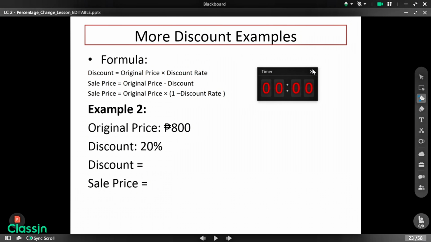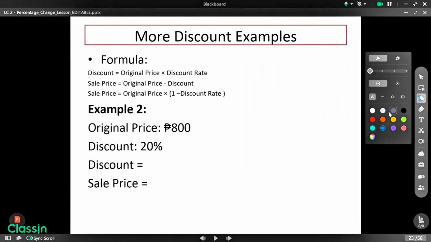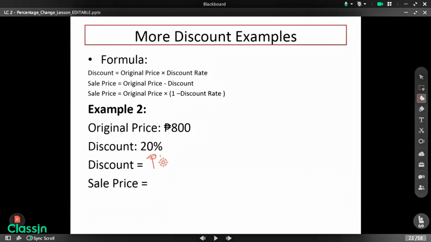Alright, your time is up. So now let's check your answer. For the discount, we just need to get the product of the original price times the discount rate, which is 20%, and in decimal it is 0.20. 800 times 0.20 is equal to 160 pesos.